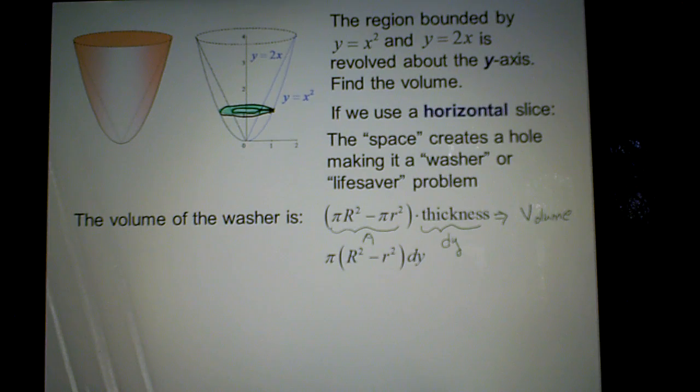I can factor out a pi. I cannot take this factor out of squared. Outer radius is just the larger one. Far right. Inner radius, closer to the axis of rotation. So which one's my axis of rotation? The y-axis. Which function is farther away? dy.